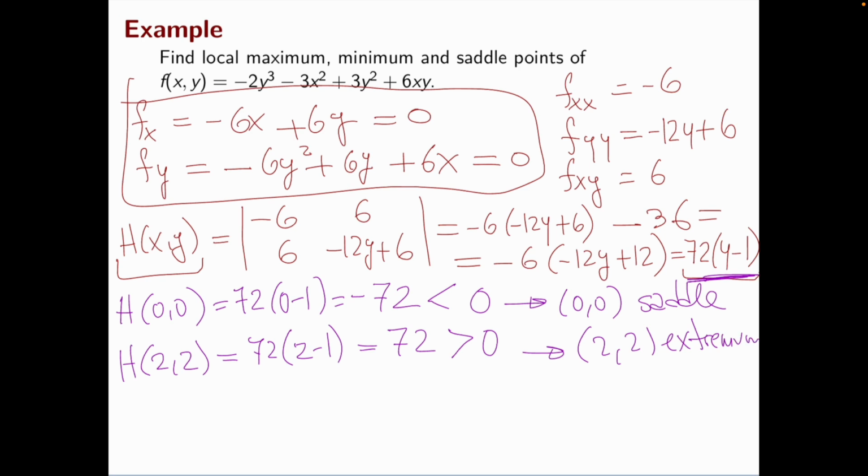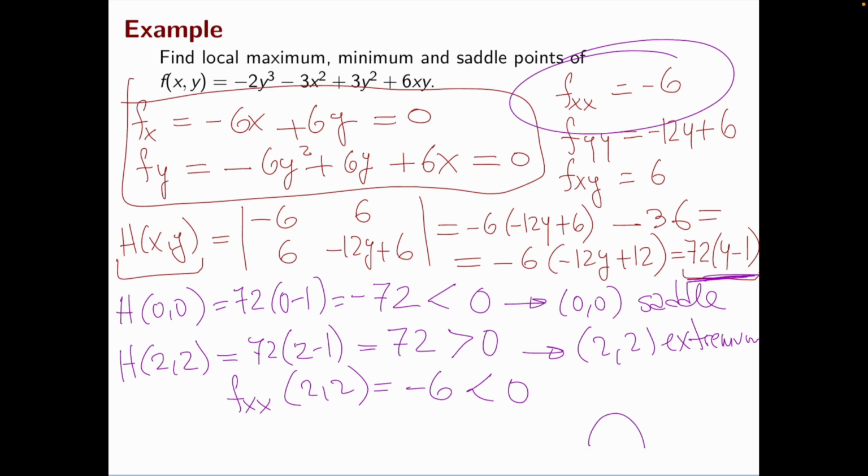It is extreme, but which one is it? Is it a maximum or minimum? So we need to decide that by checking fxx at 2, 2. So we look at this derivative. This is just minus 6, constant at any point. This is minus 6, so it's negative. Remember that if it's negative, then it's going to be a maximum. And so we know what extreme it is now, and we can say that this is going to be a maximum.